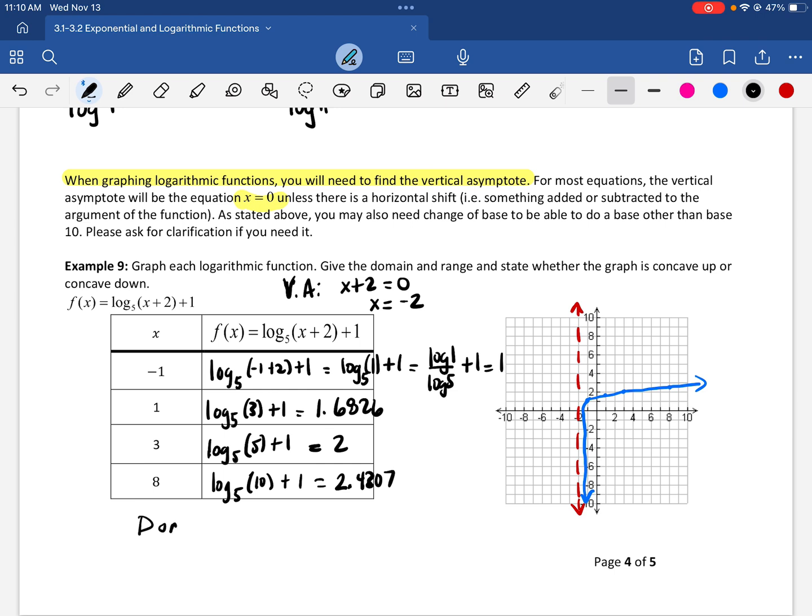For our domain, we're talking x values from left to right. This one does not start until we get to around -2, and then that arrow is pointing to the right, meaning it's going towards infinity. The range, talking about those y values from bottom to top, it is pointing down, so it's going towards -infinity. And as that function is going really slow, but it is continuing to increase, so it's going towards infinity. Then it asks if this is concave up or concave down. This is concave down because you can see how it opens down.